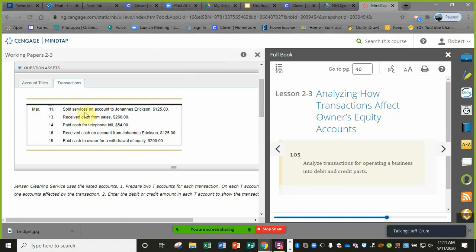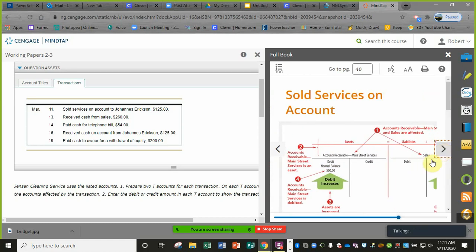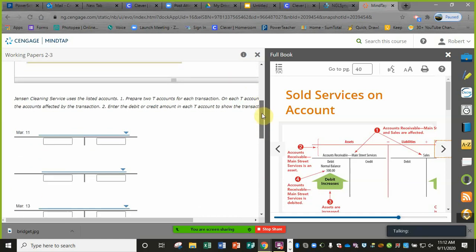So March 11th, sold services on account for $125. So I always like to show where the examples are in the book. Received cash. Okay, sold services on account. So you can see, we've got our increase on the debit side, and unfortunately we can't see the whole book, but our increase in sales on the credit side. This is to Joanne Zerikson. So here's our T-chart for March 11th.